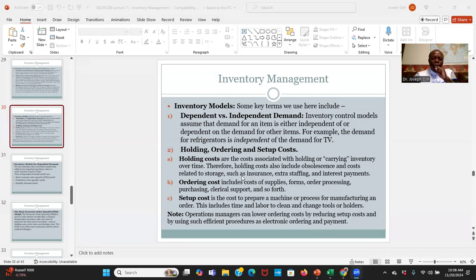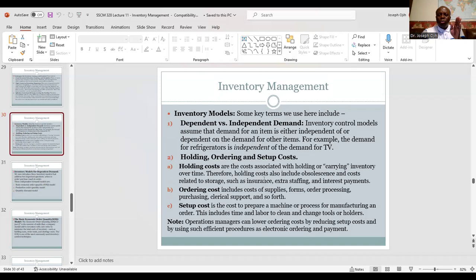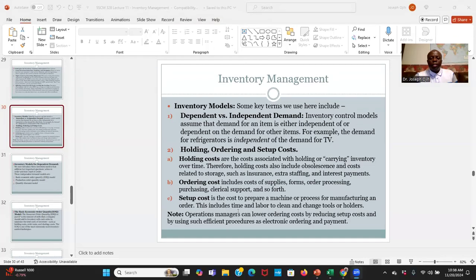Now, before we do that, there are some concepts we need to know before we jump into the discussion of inventory models. Those terms are dependent versus independent demand. Inventory control models usually assume that demand for an item is either independent or dependent on the demand for other items. So the demand for one item is either dependent or independent of the demand for another item.